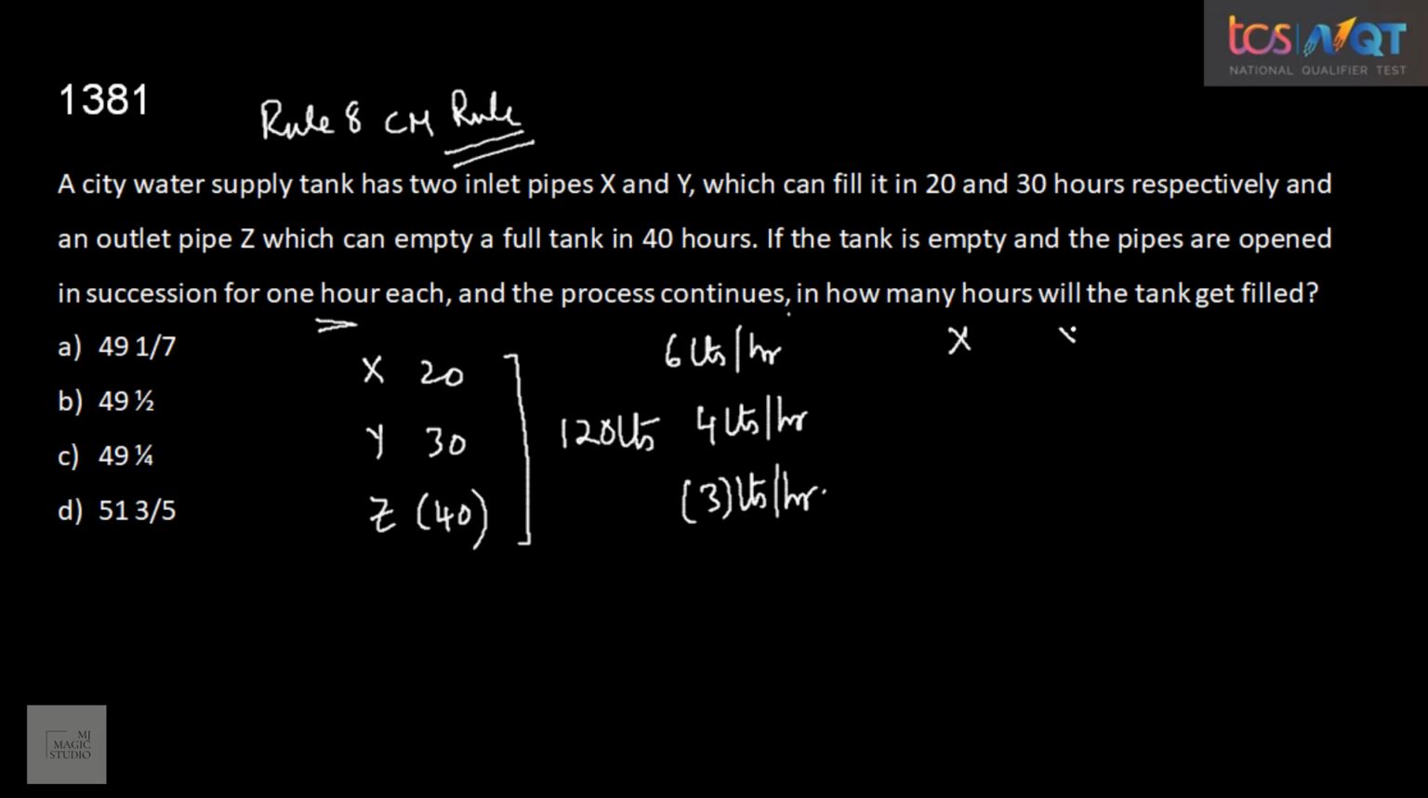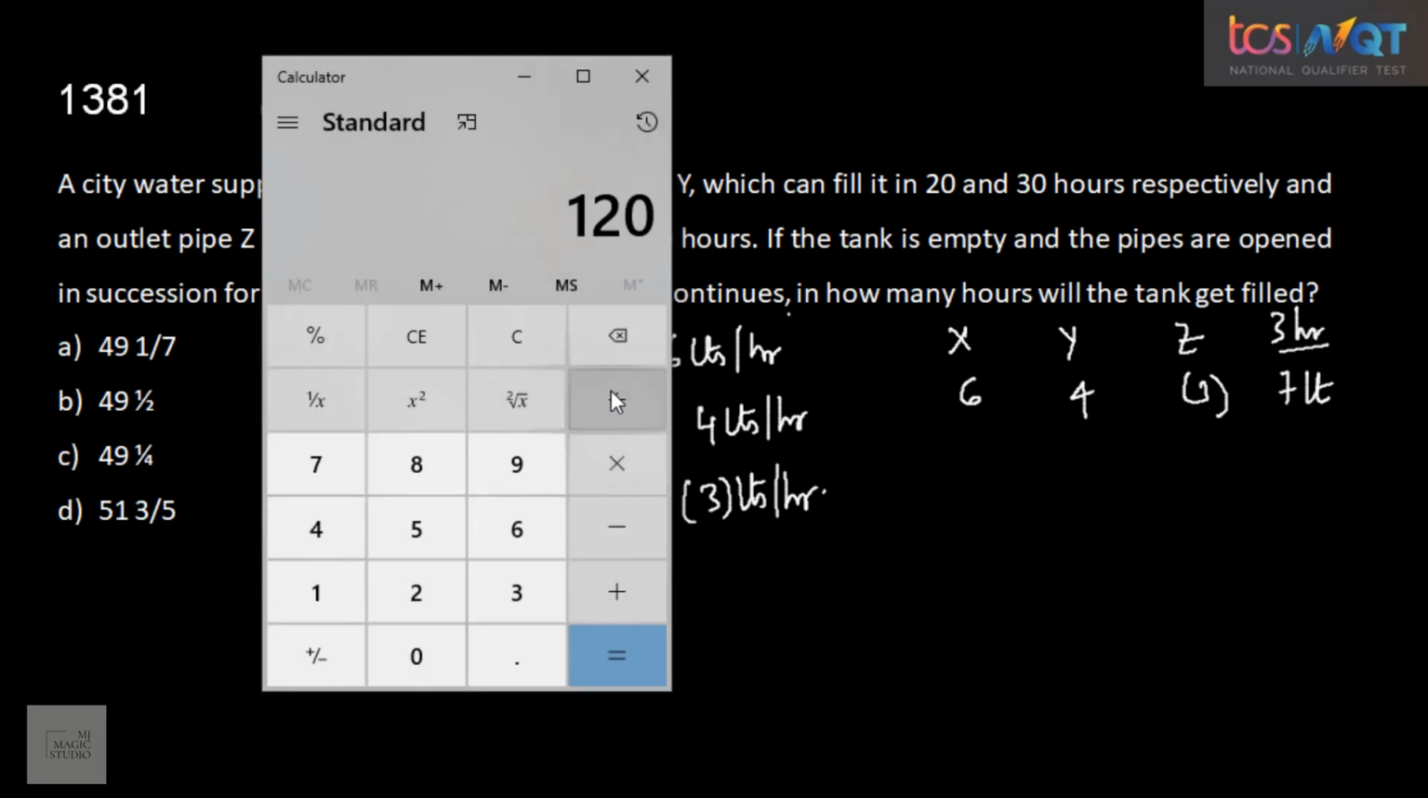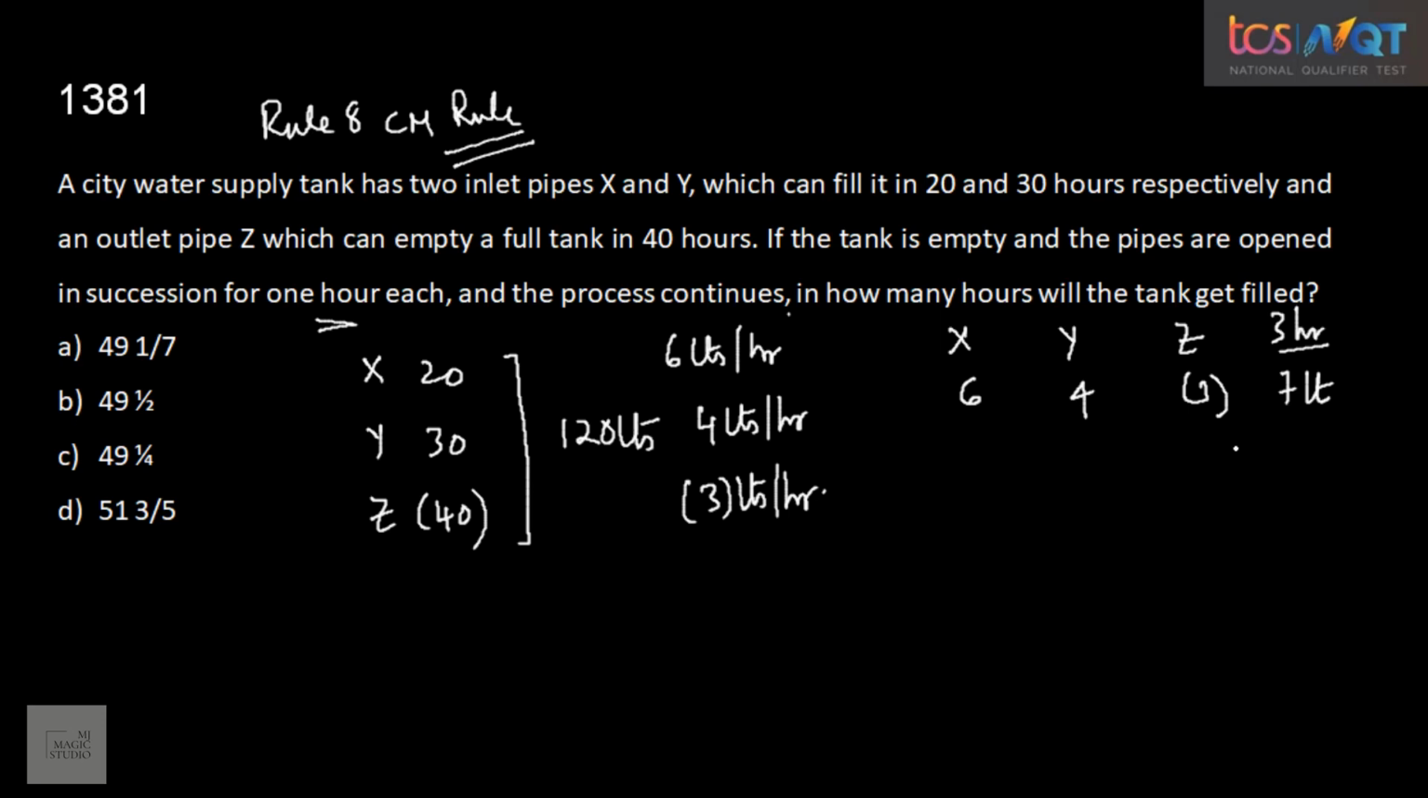So what is happening? These are opened in succession. First 6 liters is pumping in, then 4 liters is pumping in, then 3 liters goes out. That means after every 3 hours, 10 minus 3, that is 7 liters of water is pumped into the container. Now 120 by 7, we can find out. 120 by 7 gives 17. That means 17 such cycles. Let us do till 16. 16 such cycles: 16 into 7 is how much?